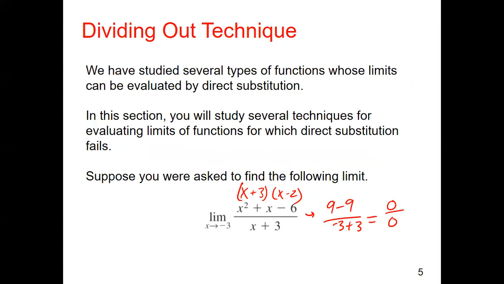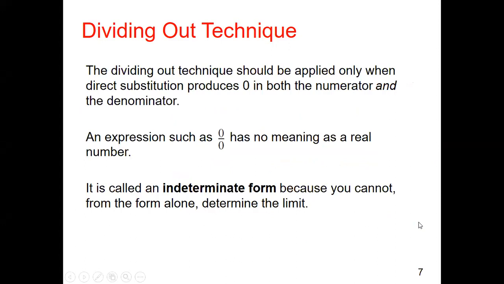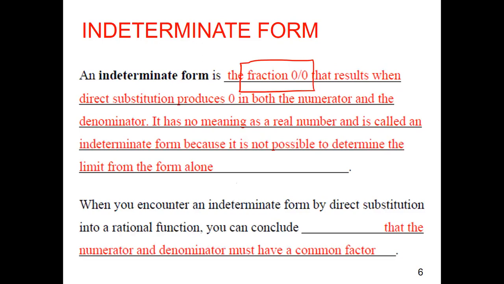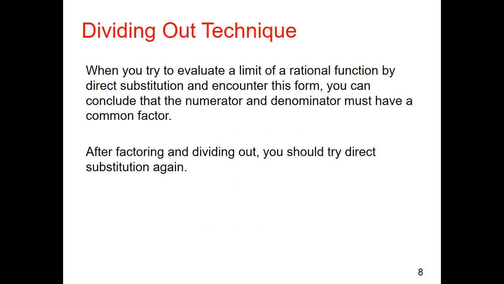If I initially plug in the value and it creates a 0 in the numerator and a 0 in the denominator, we call that the indeterminate form, okay? That means that there's a common factor between our numerator and our denominator, and our job is to find that common factor. So indeterminate form leads us to divide out.